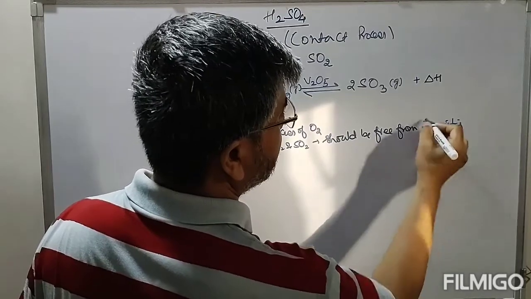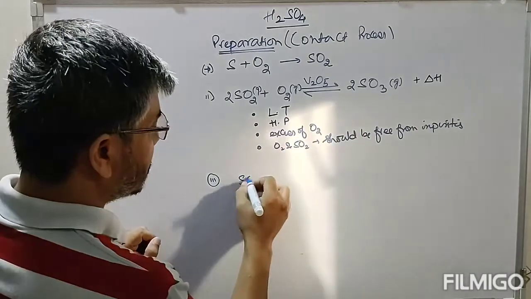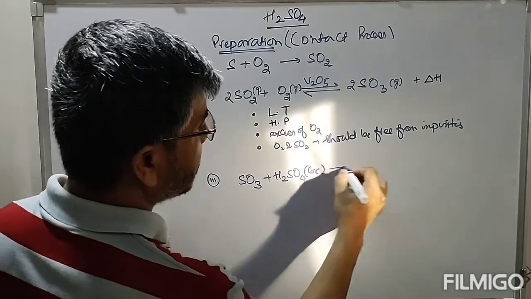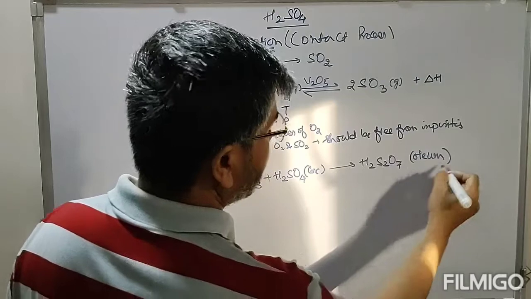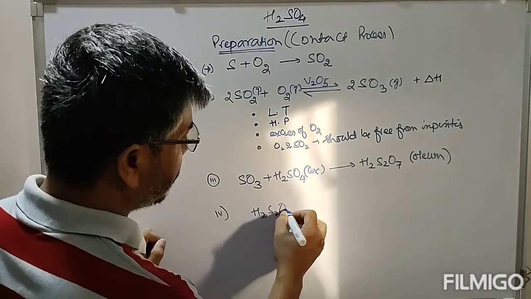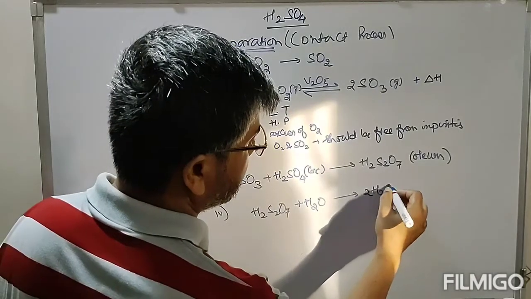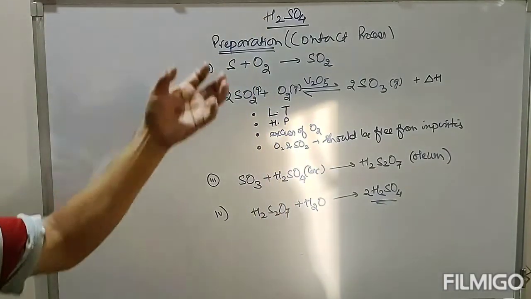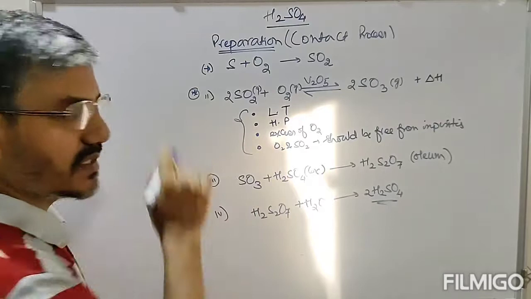In the third step, this sulfur trioxide is dissolved in concentrated sulfuric acid, which gives H2S2O7, that is oleum. And finally, this oleum is hydrolyzed by adding the required amount of water, which gives sulfuric acid. So this is how we prepare sulfuric acid by the contact process, and this step is very crucial, very important, and we have to remember this.